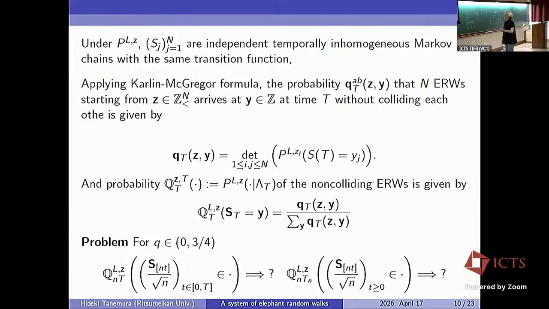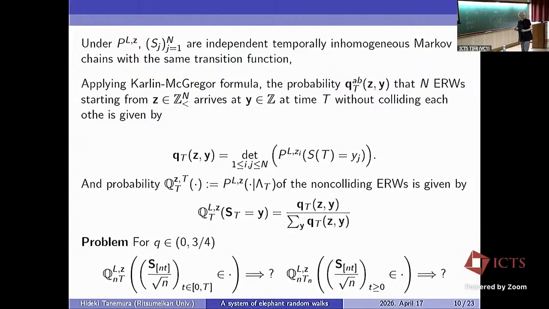This is T here. Okay. S_T at time T, this is Y_J. Also, your comment is very important. And the probability of non-colliding elephant random walk is given like this. And we want the diffusion scaling limit of the process.